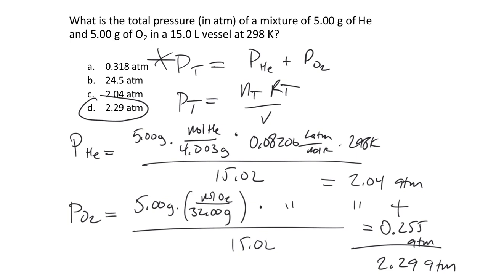So here we're just calculating: if helium were in this container by itself, its pressure would be 2.04 atm. If oxygen were in the container by itself, its pressure would be 0.255 atm. And so the total pressure is just the two values added together.